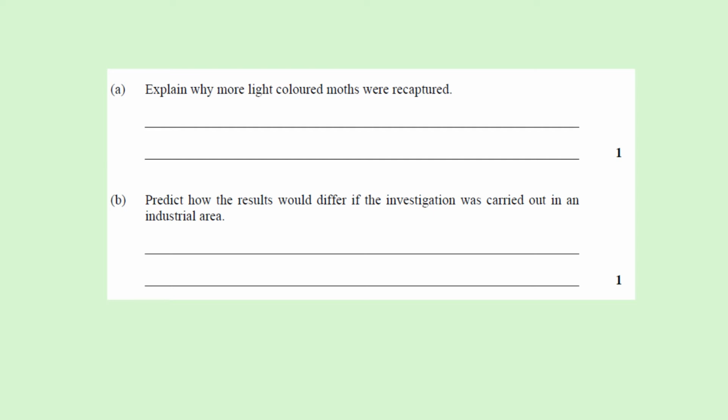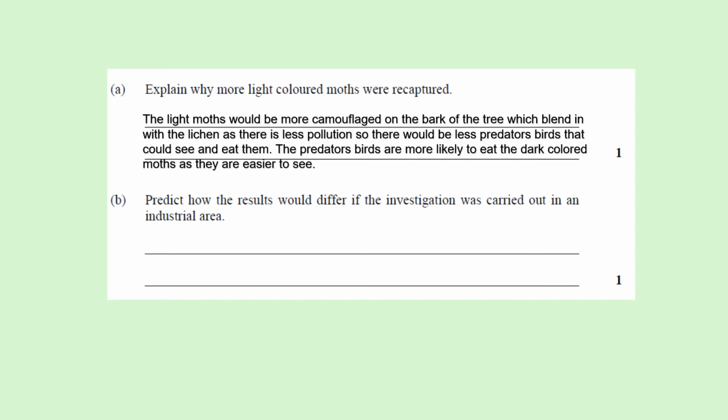So the answer is, the light moths would be more camouflaged on the bark of the tree, which blends in with the lichen, as there is less pollution, so there would be fewer predators, birds, that could see them. The predators, birds, are more likely to eat the dark coloured moths as they are easier to see. So basically, the light moths could camouflage and couldn't be seen by predators.